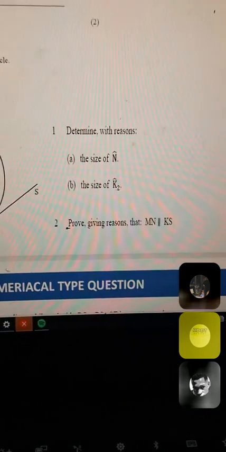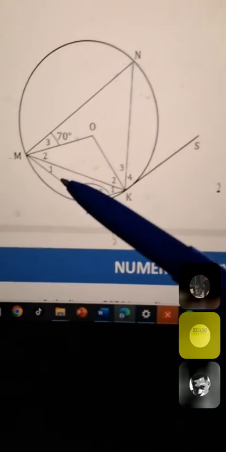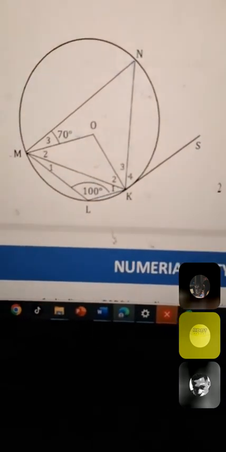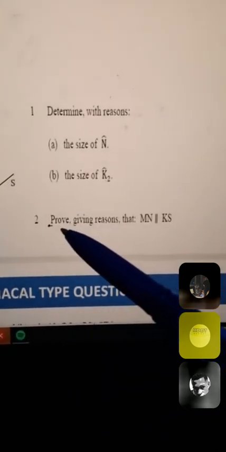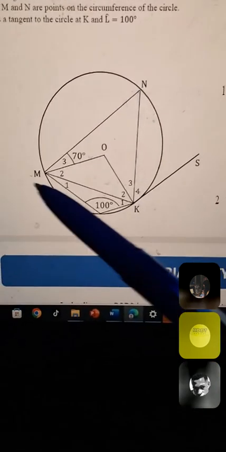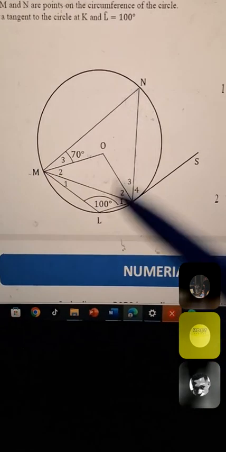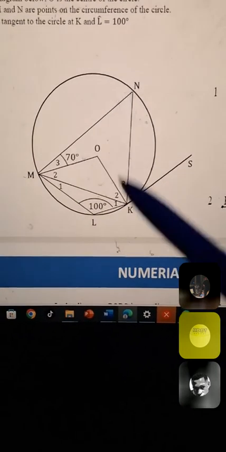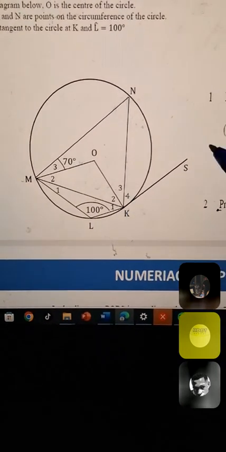Okay. All right. And then the last question, because I'm sure M1 and K1 you guys are going to have a field time trying to figure out. But the last question that was asked here is: prove, giving reasons, that MN is parallel to KS. Now let's go and check. Where's MN? Here is MN. They want you to prove that MN is parallel to KS.